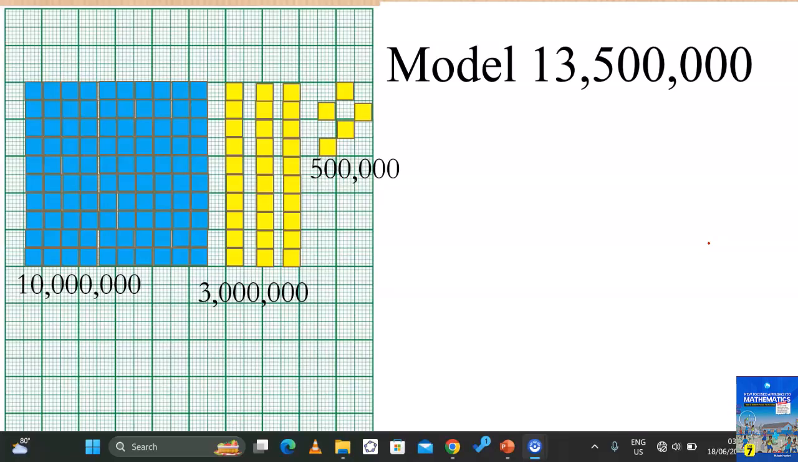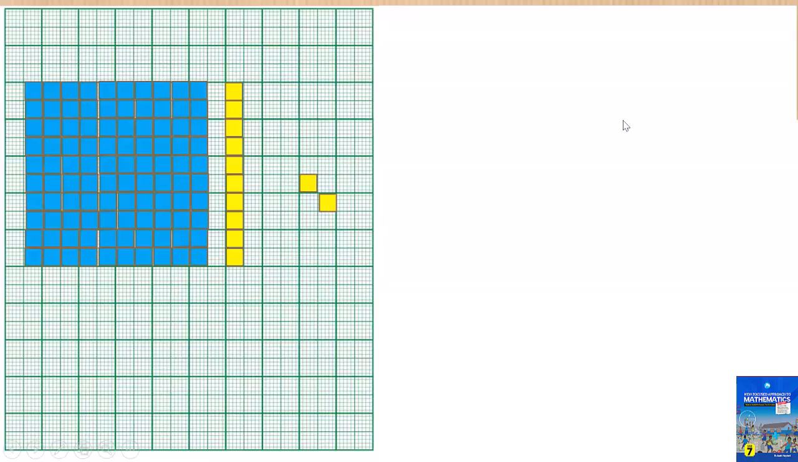Okay, now you can pause the video and let me quiz you on this. What do you think would be the value of this model? Pause the video and then give me your answer.